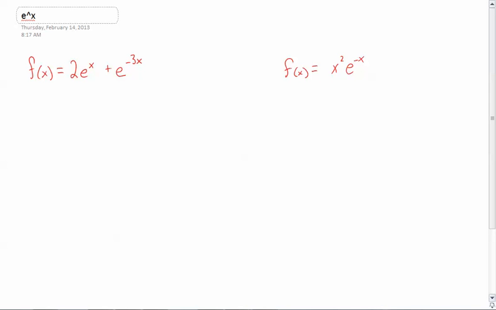Alright, so today I want to show you a couple examples of derivatives with exponentials. In this course we're not going to look at anything other than exponentials with a base of e. That's going to simplify things greatly. But for today we're just going to go with the two examples I have here. So let's find the derivative of each of these two functions.